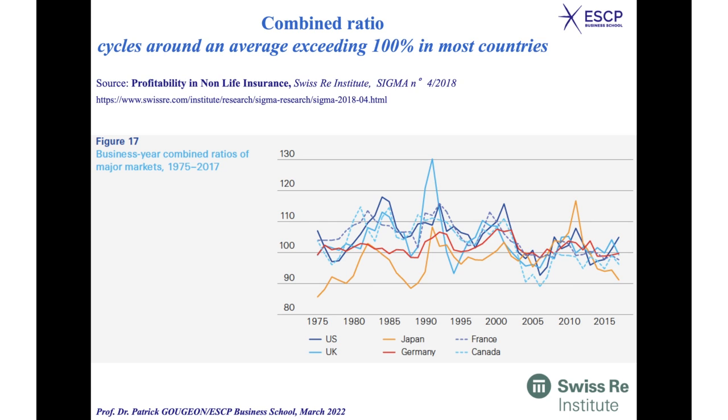If we look at a more recent period with very low interest rates, you can imagine that the combined ratio tends to be lower than it used to be in the past. But if you just look at this, you can observe that very frequently for many countries, the combined ratio is above 100%, meaning that companies have an operating loss.